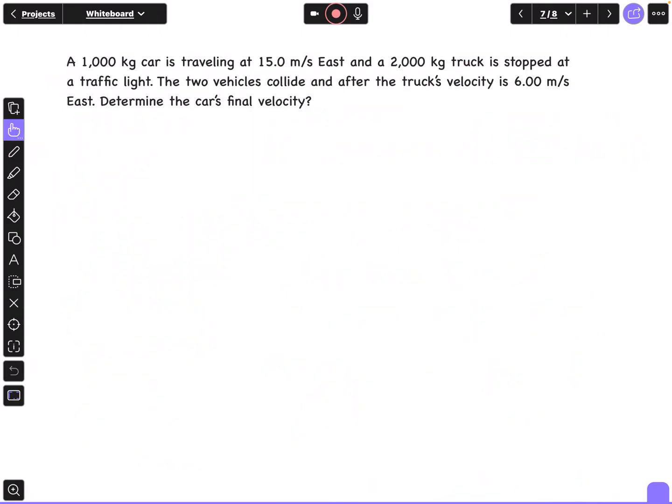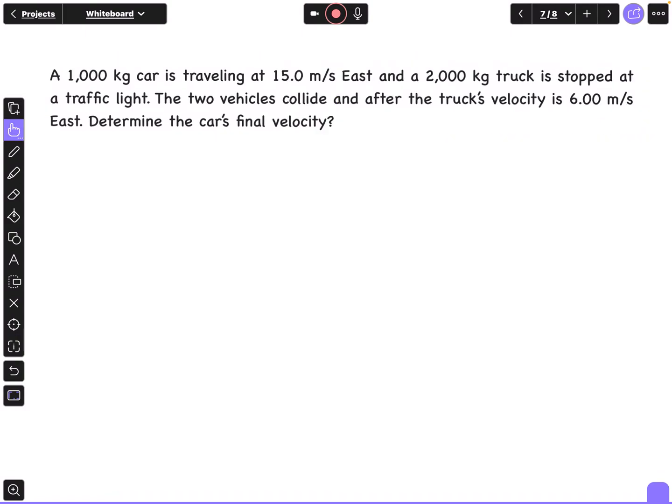Now our next problem is a collision problem. And when I have a collision problem, it says a 1,000 kilogram car is traveling at 15.0 meters per second east, and a 2,000 kilogram truck is stopped at a traffic light. The two vehicles collide, and after, the truck's velocity is 6.0 meters per second east. Determine the car's final velocity. So it doesn't say anything about sticking together. This has to be an elastic collision, which means they're going to have different final velocities. I want to label what my first object is, what my second object is. I'm going to label the car, since it's mentioned first, as my first object. The truck is going to be my second object.